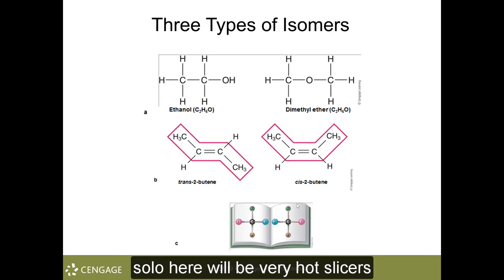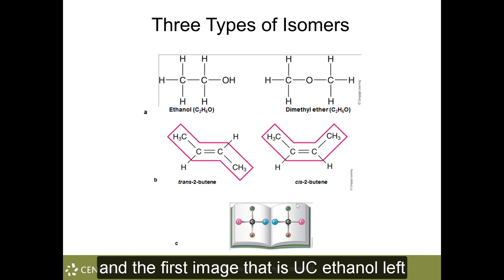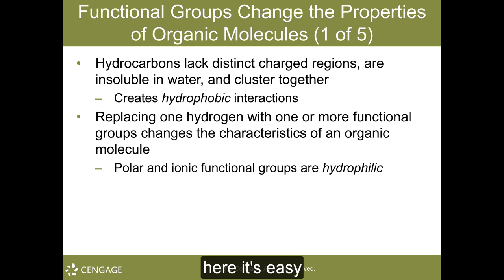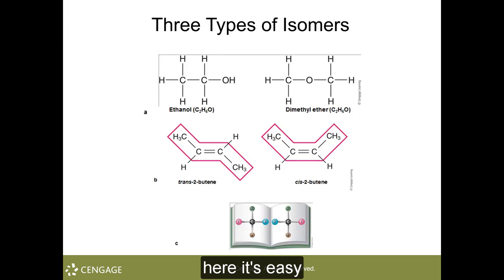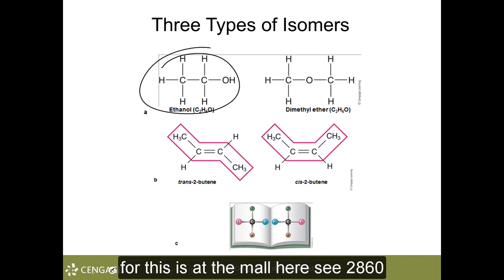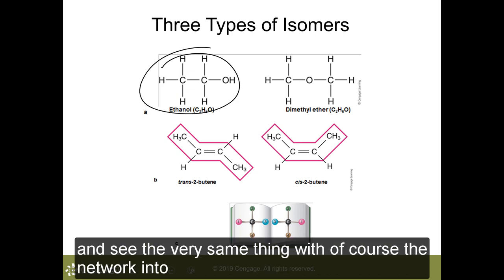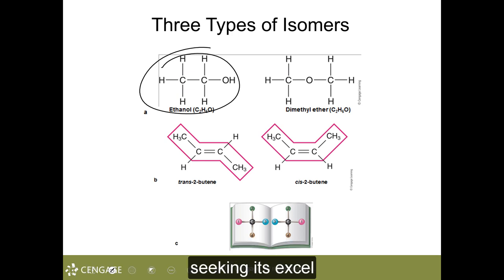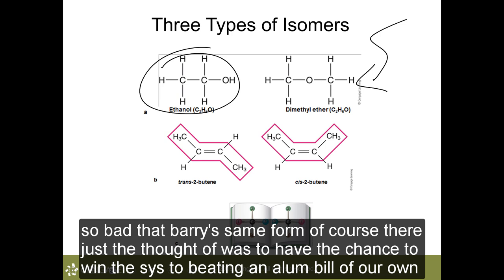So from here, we'll give you three types of isomers. The first of which we have here is ethanol, C2H6O. And you see the very same thing with, of course, the dimethyl ether, C2H6O. So they have that very same formula, but of course, they're just different.